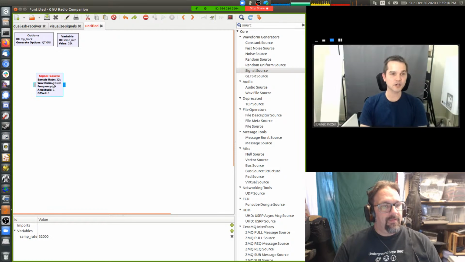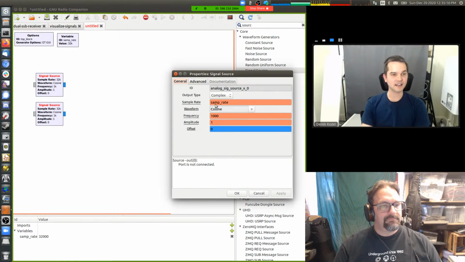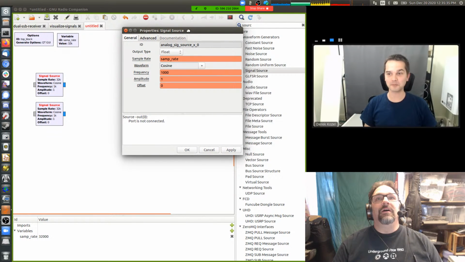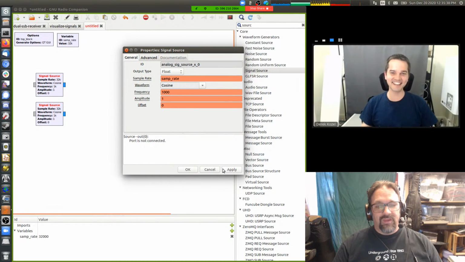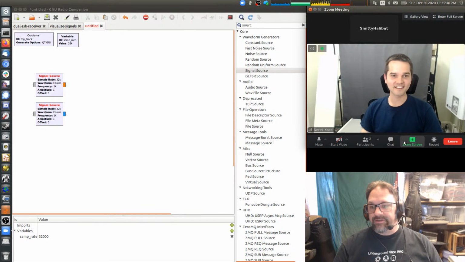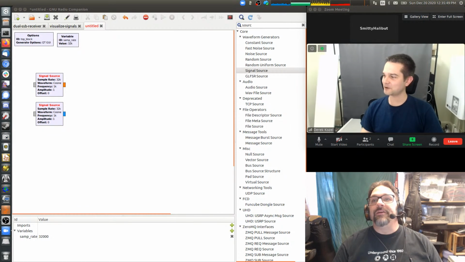Okay, cool. Pop open this signal source, the top one, and I get float. Oh, I think you're sharing just the window, not your entire monitor. Oh, yes. Okay, hold on. I can do that as well. Stop share. Share screen. You're right. It was just a window.